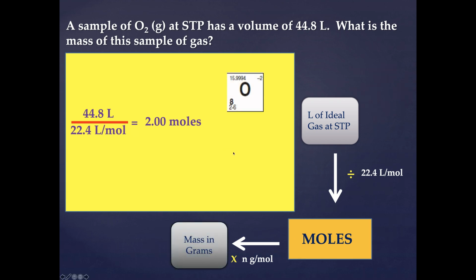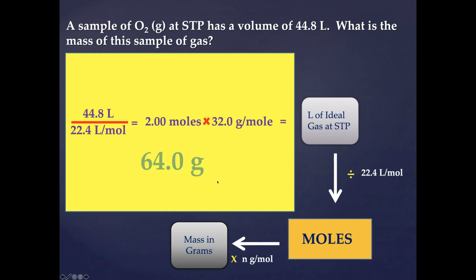Well, oxygen has a mass of 16.0, so 2 oxygens will have a mass of 32.0. When we multiply 2 times 32, we get 64, with 3 sig figs in our answer. So 44.8 liters of oxygen gas at STP will weigh 64 grams.